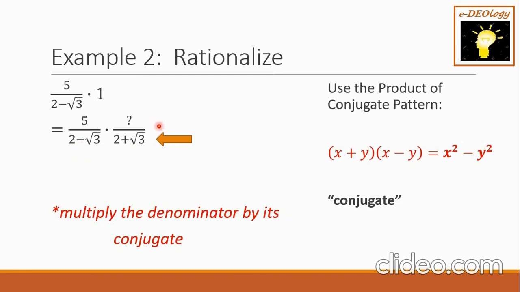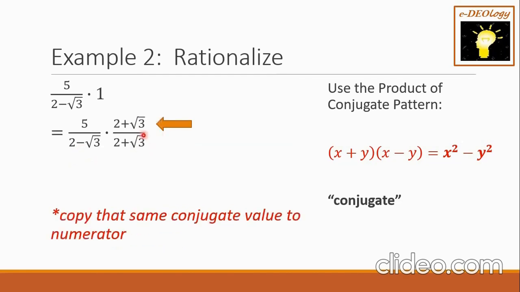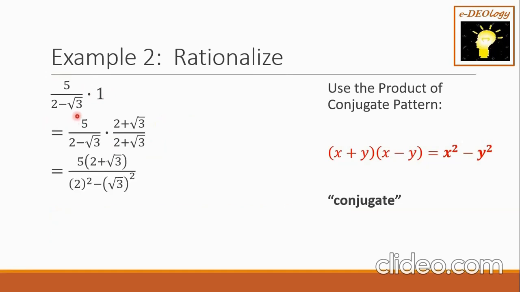The next is the numerator. We'll just simply copy the conjugate value. So when this numerator and denominator are equal, this value is equal to 1. So it's not changing the value of our original fraction. The next is we're going to multiply now the numerator by numerator, denominator by denominator. In the numerator, the number 5 is multiplied to the binomial. We'll just put them together: 5 times the quantity 2 plus the square root of 3.